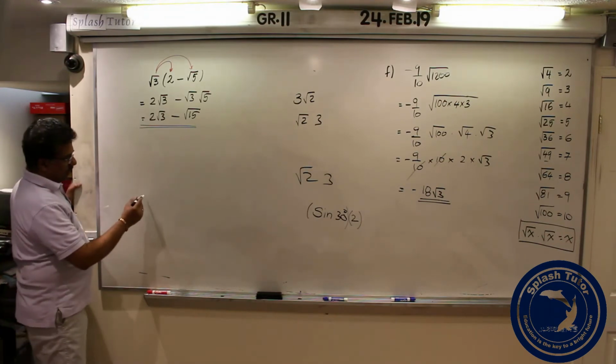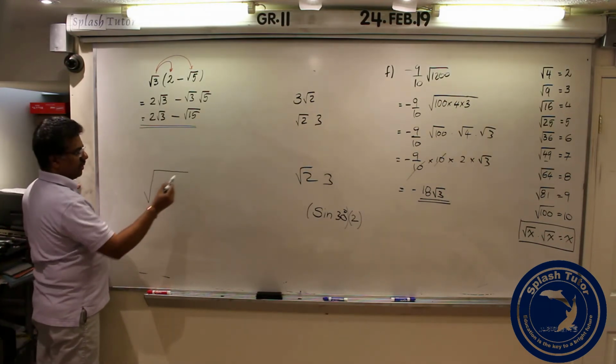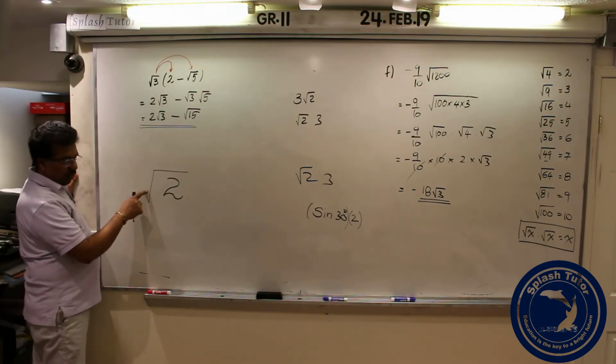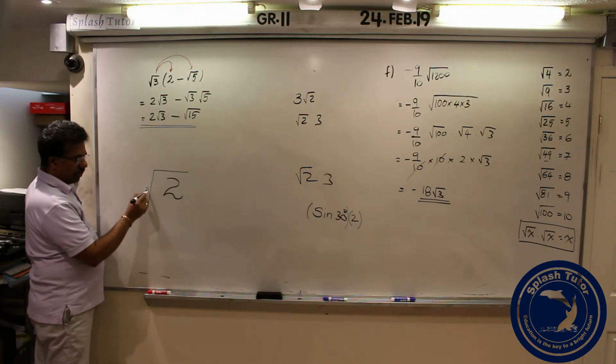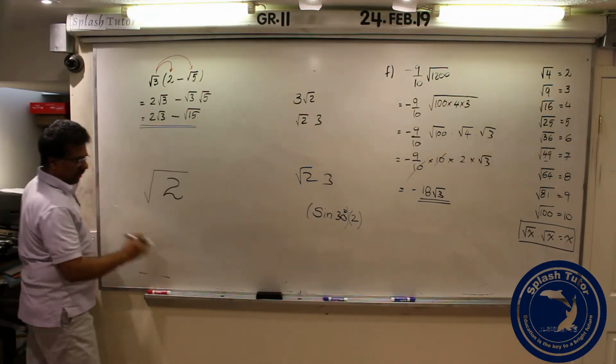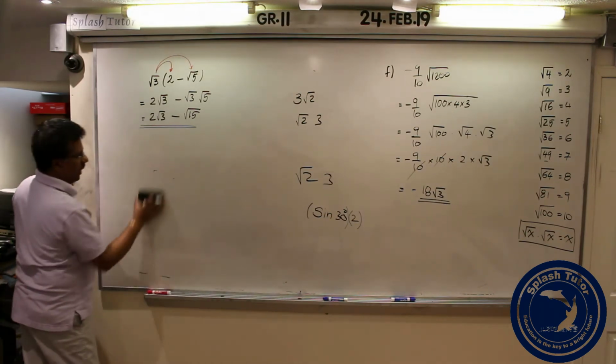You guys know that if I say this, that means there's a 2 there. But if you want to write a 2, that 2 is a smaller 2. But we don't write the 2 here. That's another thing, but we will discuss it later.